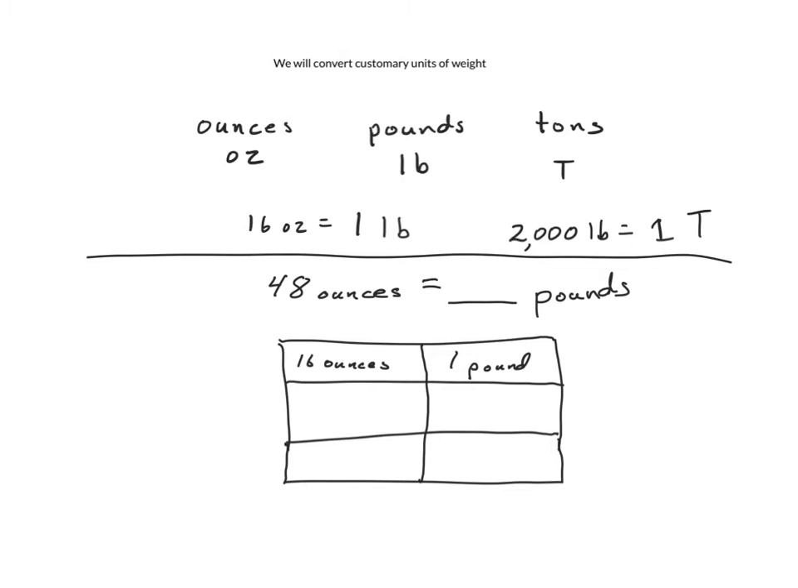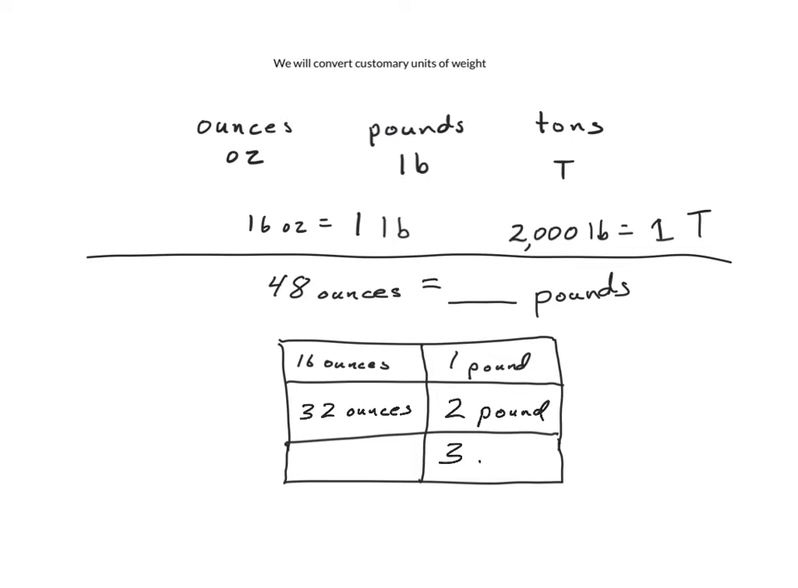So let's look at our first problem. 48 ounces equals how many pounds? Now the chart here, we have 16 ounces equals 1 pound, which we already set up here, right? So we're going to extend this chart out. So we know 16 ounces equals 1 pound. 2 pounds is going to be 16 plus 16. So 16 plus 16 is 32.